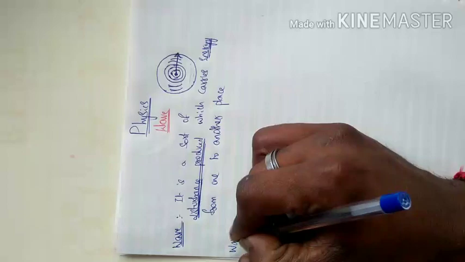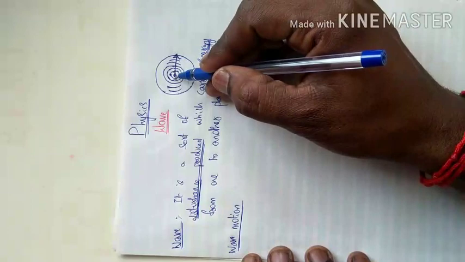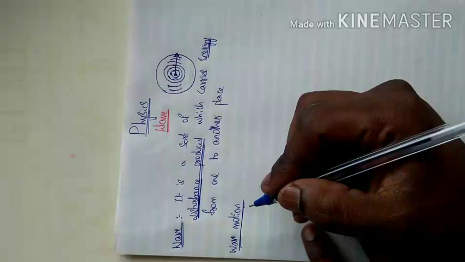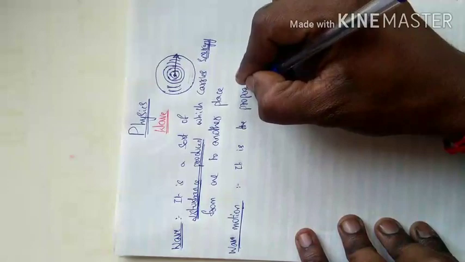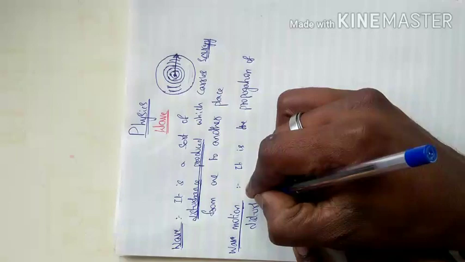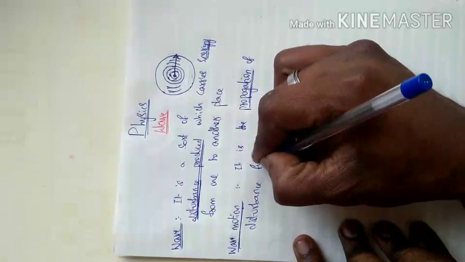The wave which has been produced, that is the disturbance set in the medium, starts to propagate or move or transmit from one place to another place. That is called wave motion. Then what is wave motion? It is the propagation of disturbance. You can remember propagation is nothing but movement, or transmission, that is moving the disturbance from one place to another place.